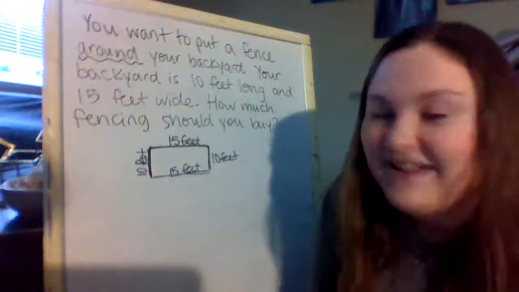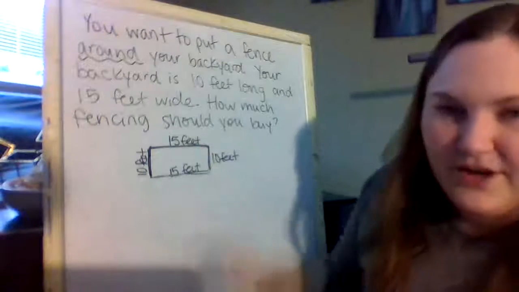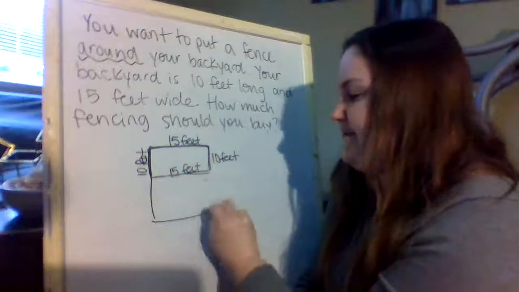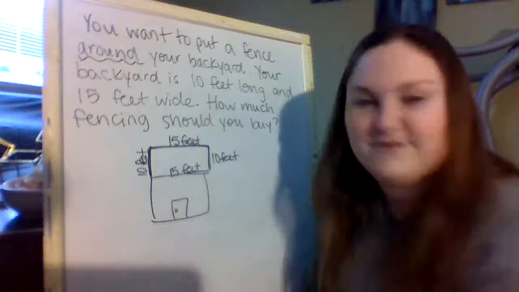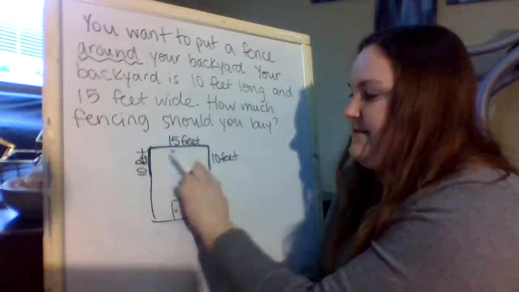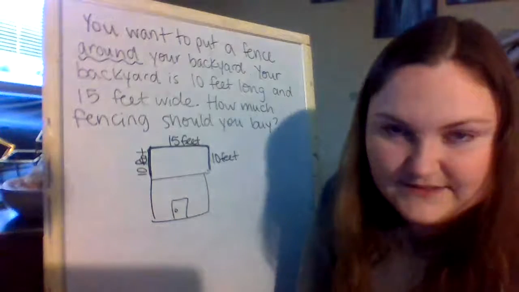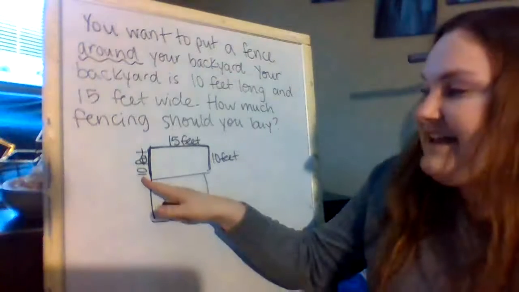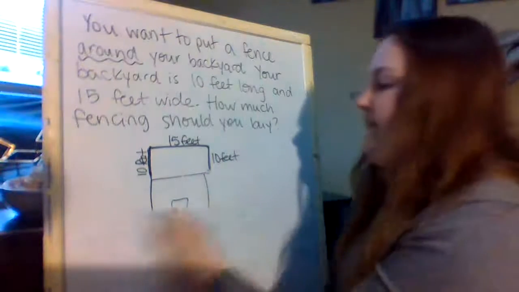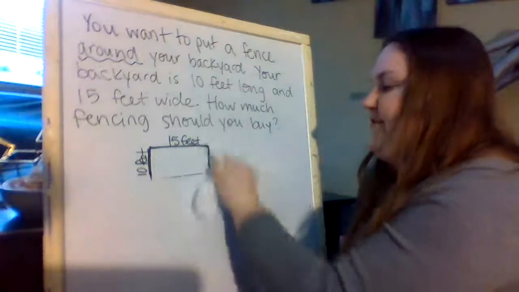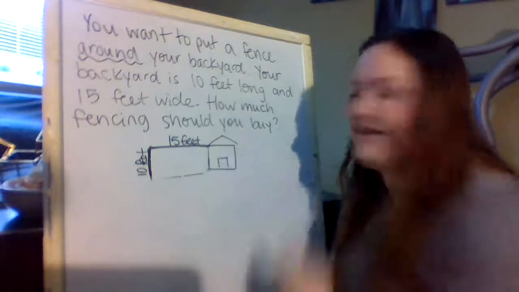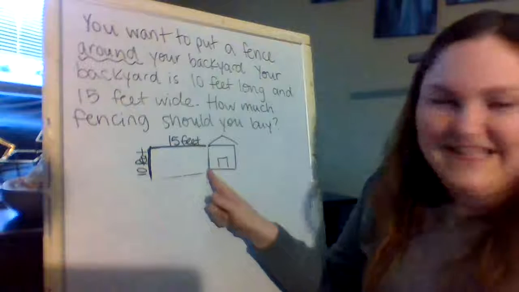So what do you think? If we had a house that our backyard was up against, it would change our answer. If I built the house right here, there's my house, that would mean we don't need fencing on this side because that's where the house is. Now I can't say that would mean I don't need 15 feet, because we don't know which side the house is on. So if instead I drew my house over on this side, there's my house now, then we wouldn't need 10 feet.